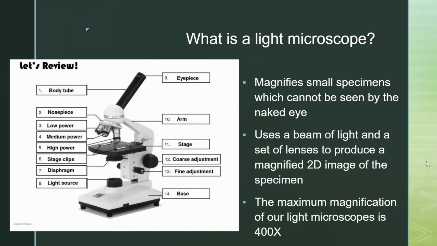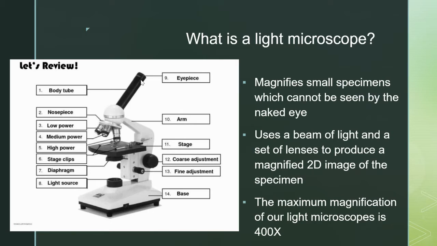So here they are. The first one is a light microscope. They magnify small specimens that you can't see with your naked eye or bare eye. They use a beam of light. It actually comes out from this part, which is the light source, comes through the stage and through the objective lens, through the body tube, and to the eyepiece or ocular lens. And that produces a 2D image of a specimen for you to see.